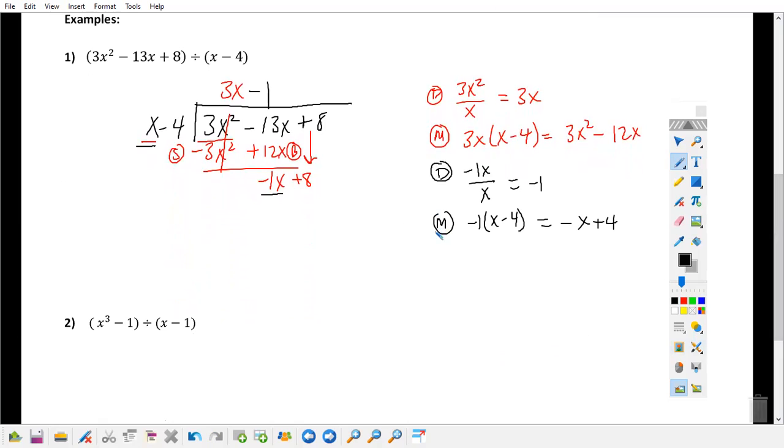We divide, multiply, subtract. And what does it mean when you're subtracting? You're going to switch the sign. So instead of a negative x, it's going to become a positive x. Instead of a positive 4, it's going to become a negative 4. I eliminate, and I'm left with 4.